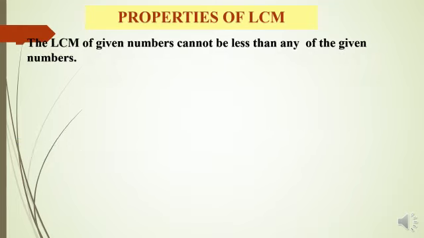What are the properties of LCM? The LCM of given numbers cannot be less than any of the given numbers. Example, LCM of 4 and 6 is 12. It can never be less than 6. It can be 6 or more than 6. It cannot be less than 6.